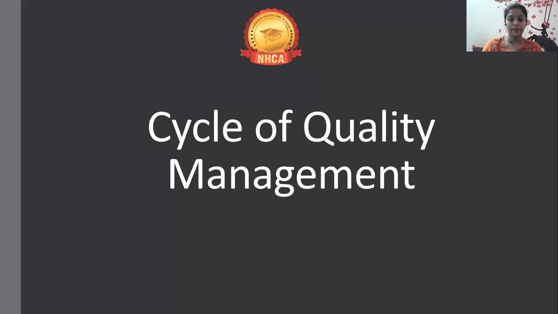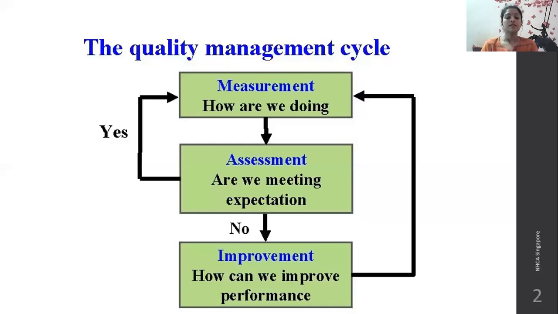Cycle of quality management. So this is a quality management cycle. The first step in this cycle is measurement, to check how we are doing. Are we doing good or bad? To measure that. Next, assessment. Are we meeting the expectation? What expectations do we have? Compare that to the present situation.